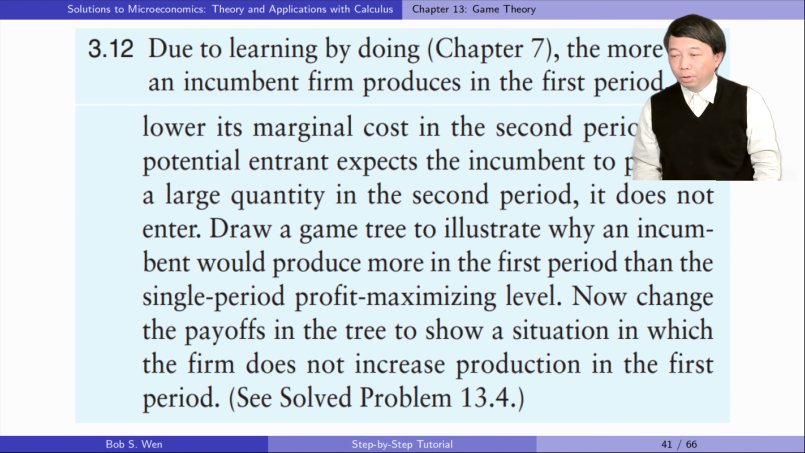Let's answer exercise 3.12. Due to learning by doing, the more that an incumbent firm produces in the first period, the lower its marginal cost in the second period. If a potential entrant expects the incumbent to produce a large quantity, it does not enter. Draw a game tree to illustrate why an incumbent would produce more in the first period than the single-period profit maximizing level. Now change the payoffs in the tree to show a situation in which the firm does not increase production in the first period.